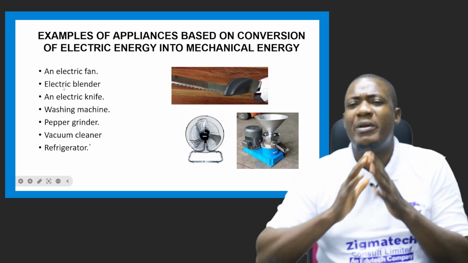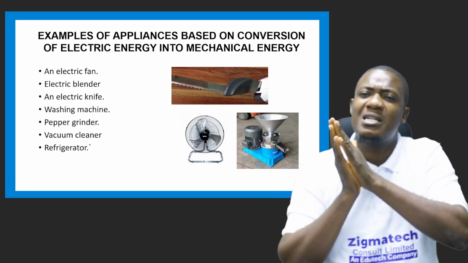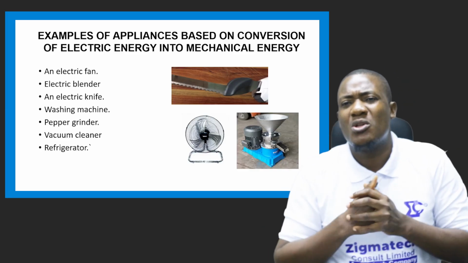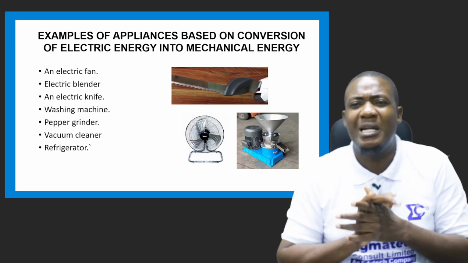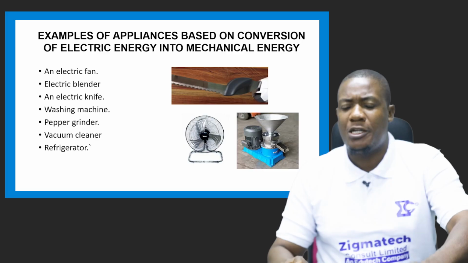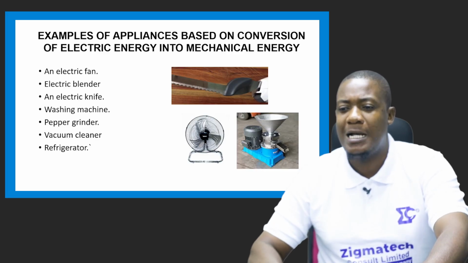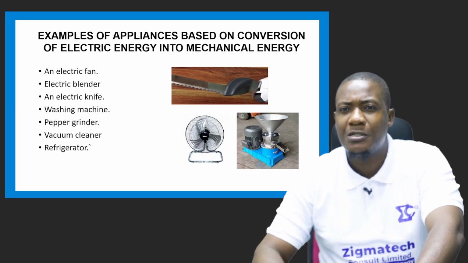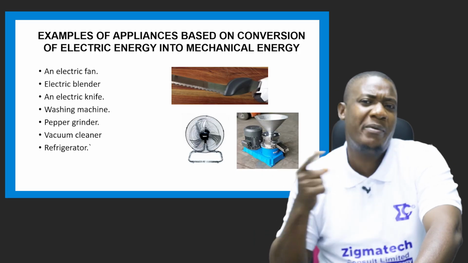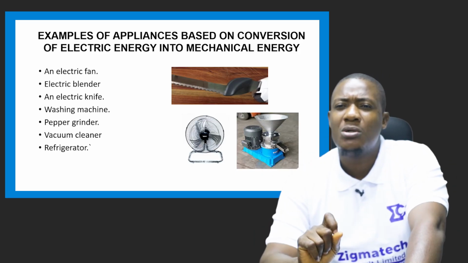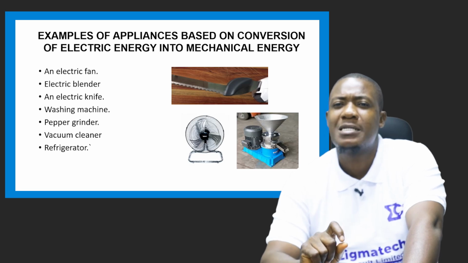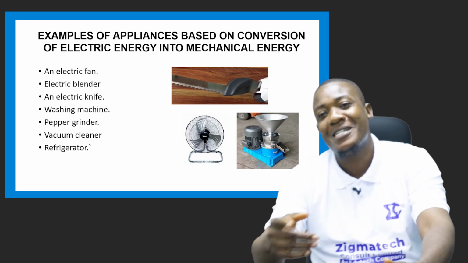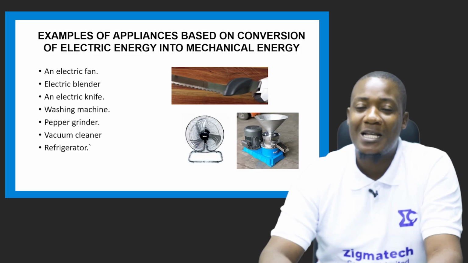Now we have the blender. The blender converts electrical energy into mechanical energy. Because for you to blend the pineapple, blend the strawberry, all you need to do is put your strawberry in and switch the mains on. Switch it on. That turning of the blade is caused by the motor that is in that blender. Most of the time when you say the blender has stopped working, it is the motor that stopped working.